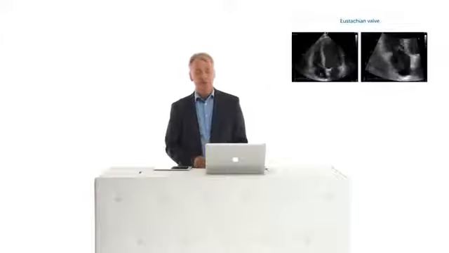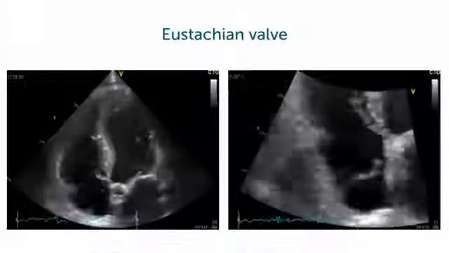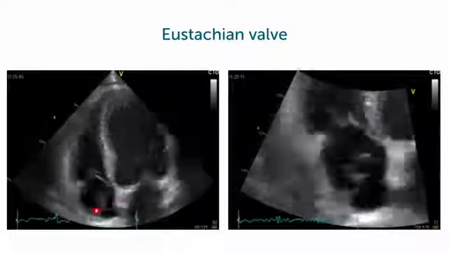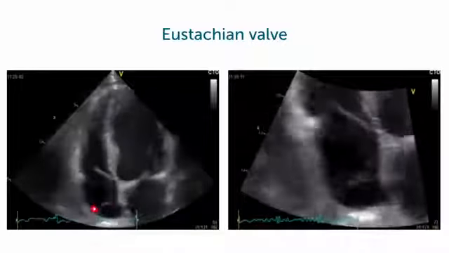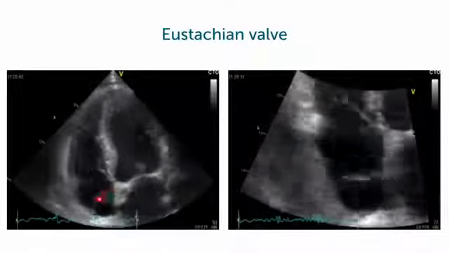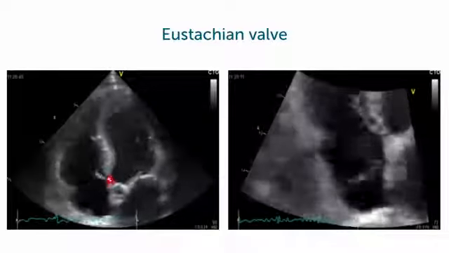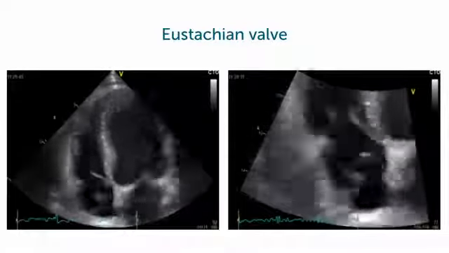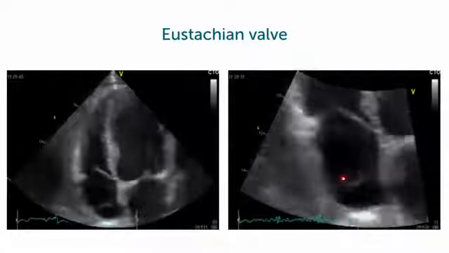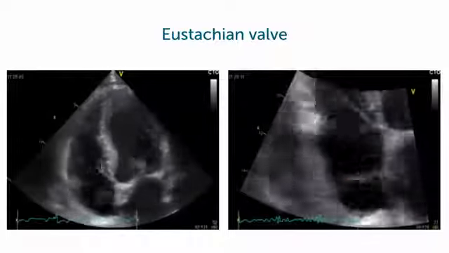I think you've all heard about the eustachian valve, and we've seen examples in the previous chapters. And this is such a beautiful example. It's located right here where the inferior vena cava enters the right atrium, and these structures can be quite long at times. Here's a more detailed view showing you the mobility of such a eustachian valve.